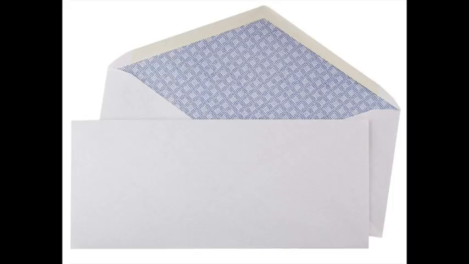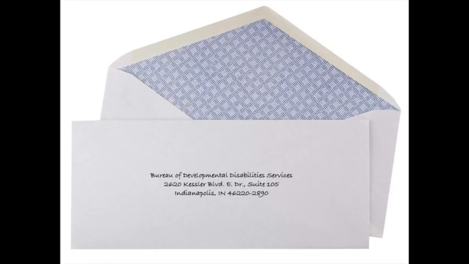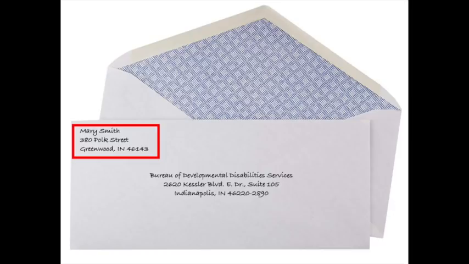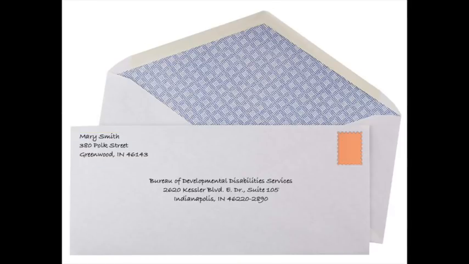On the envelope, you will write Bureau of Developmental Disabilities Services and then the address for your district. For example, if you live in Johnson County, your envelope will look like this. Be sure to put your return address in the top left corner of your envelope. You can include regular postage or mail your forms through certified mail, which will cost a little more.